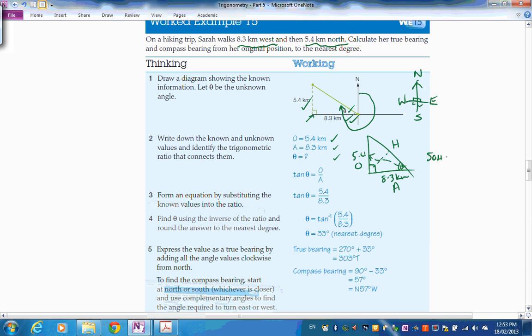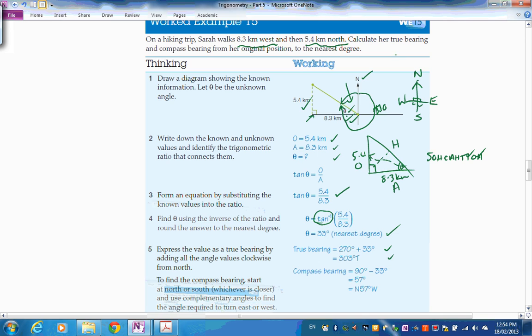SOHCAHTOA to the rescue. We have opposite and adjacent. TOA, there, the last two. So it's a tangent. And to find the angle, we come back from the tangent. The inverse tan, we've got 33 degrees. So the true bearing is 270 around to there, plus 33. 303 degrees.